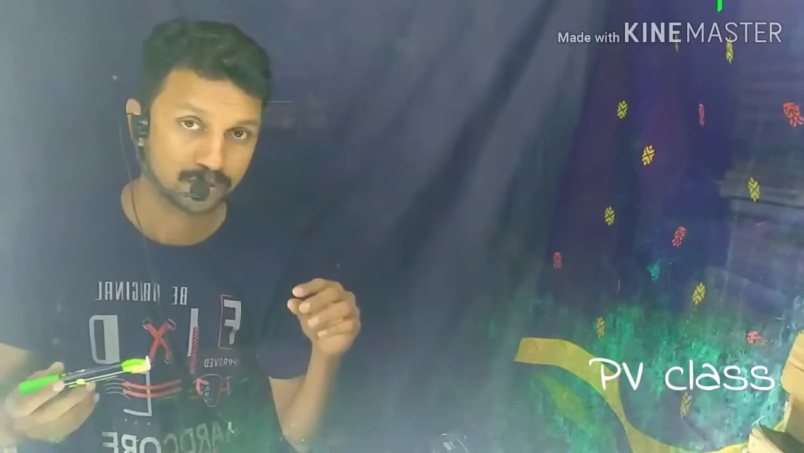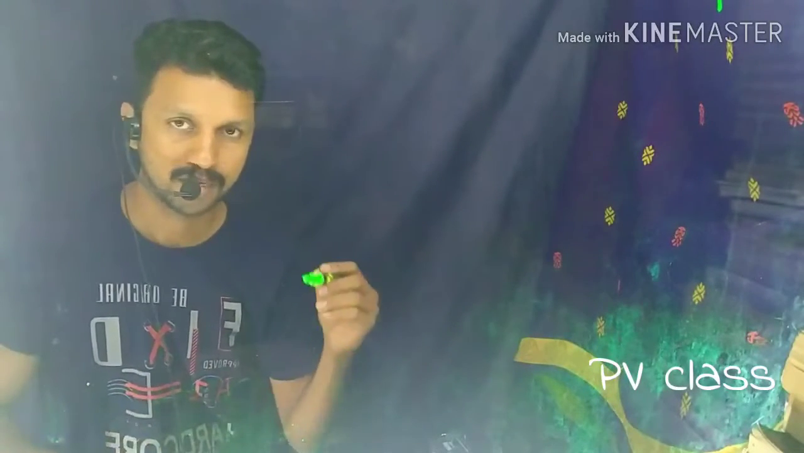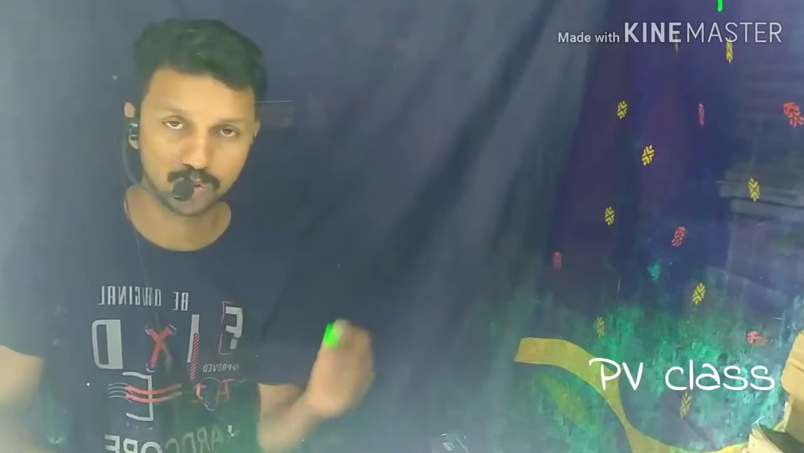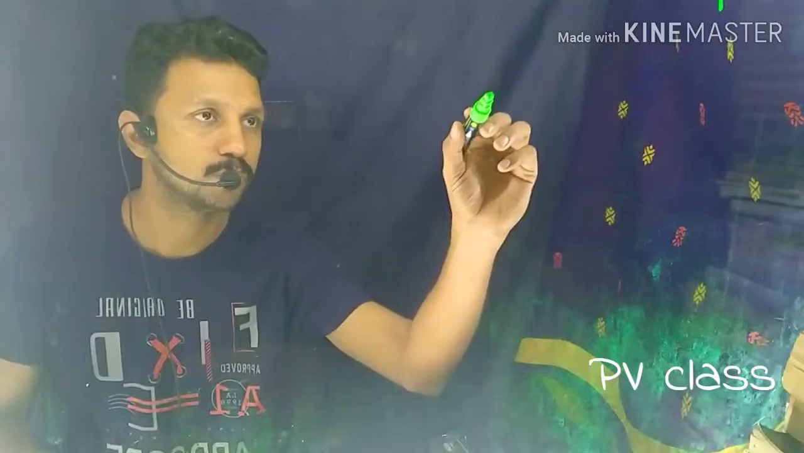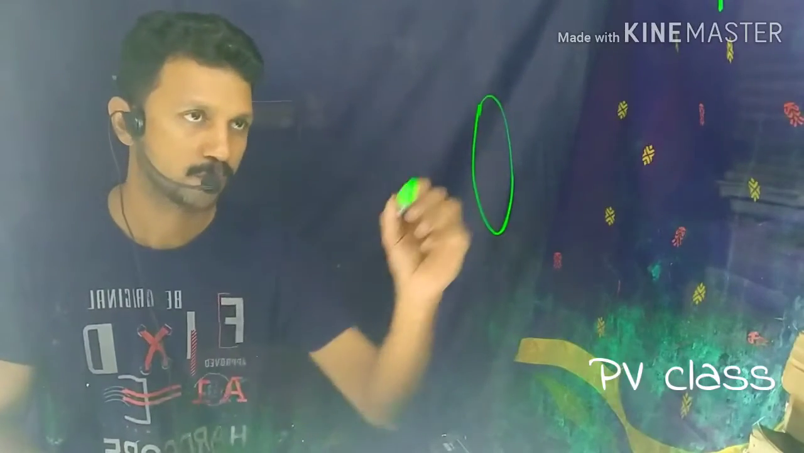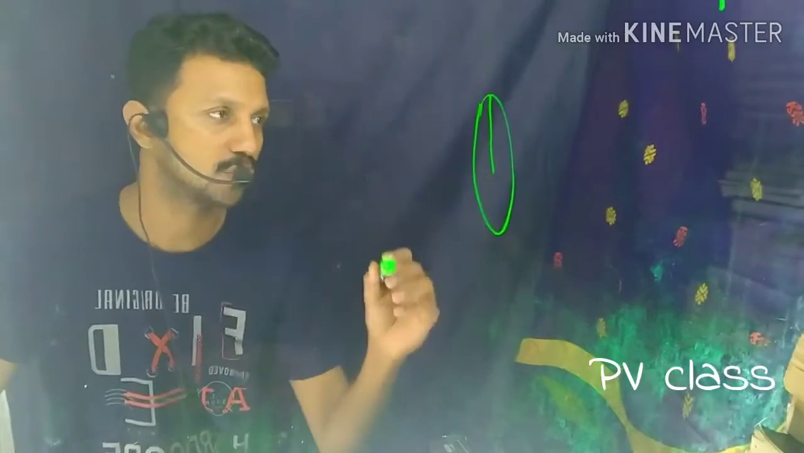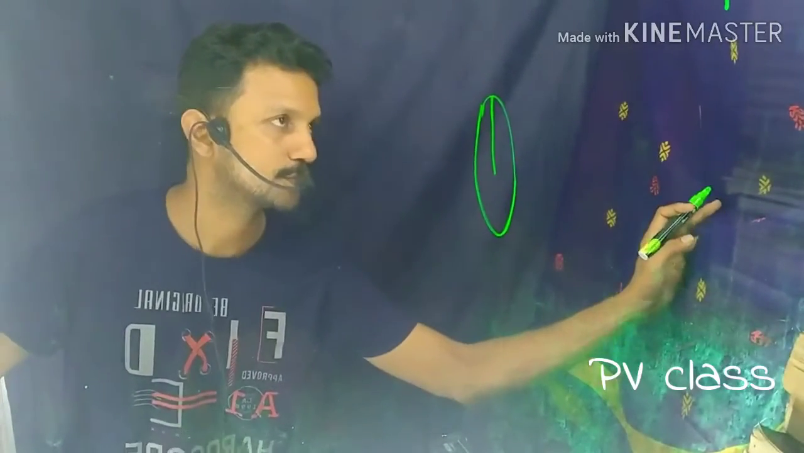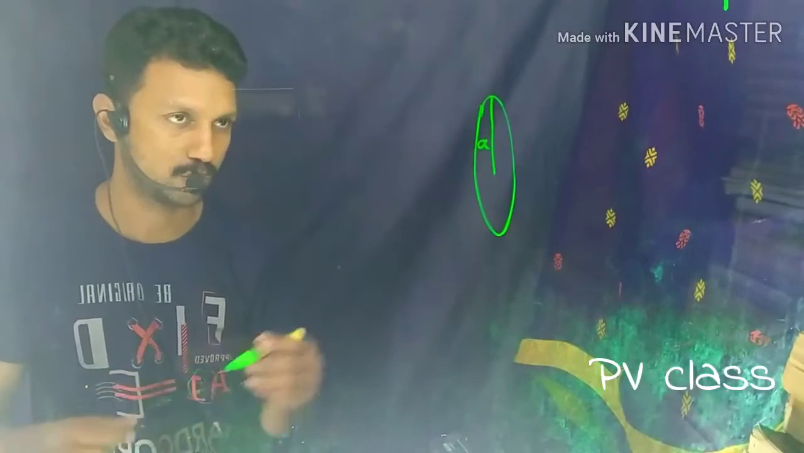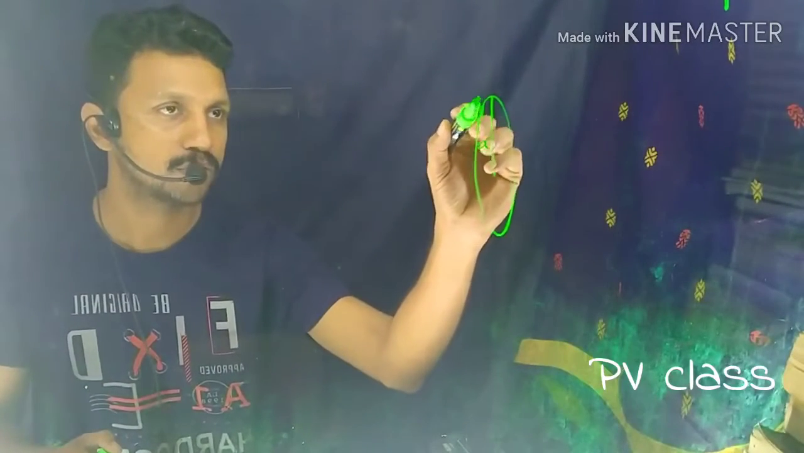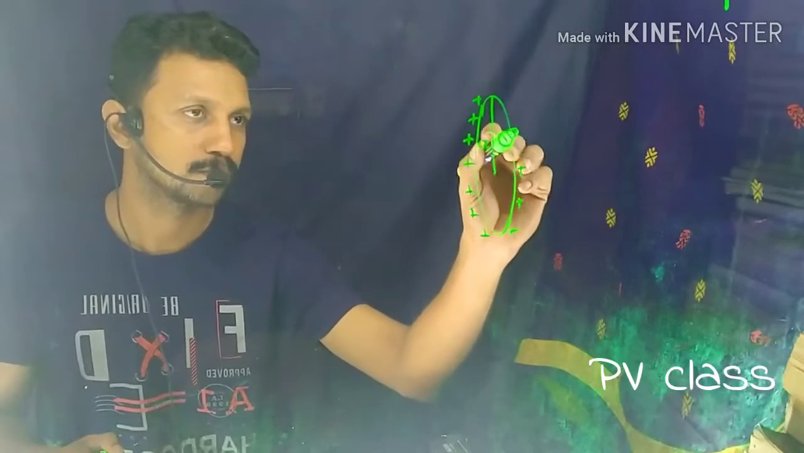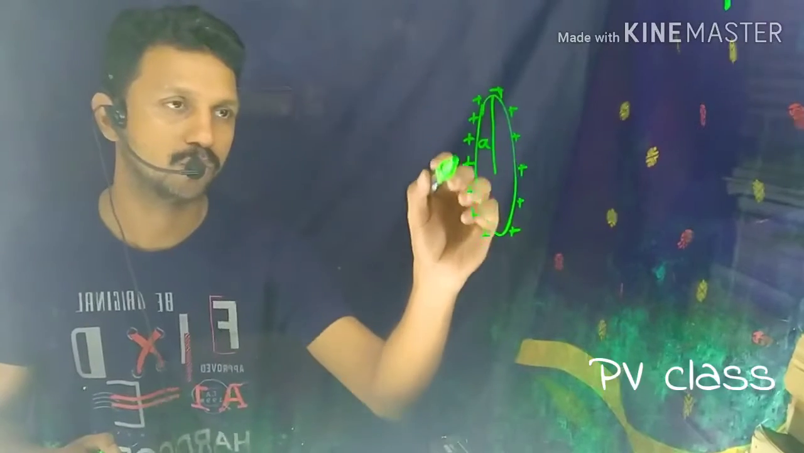Hi friends, today we are going to discuss electric field intensity at the axis of a charged circular loop. For that, assume that this is our circular loop and the radius of this particular circular loop is, let's say, A. A is the radius of that circular loop. It is positively charged and the charge of this circular loop is Q.